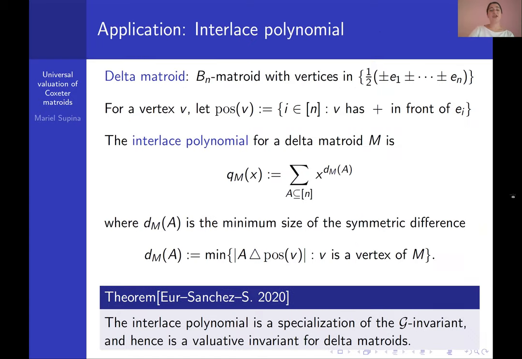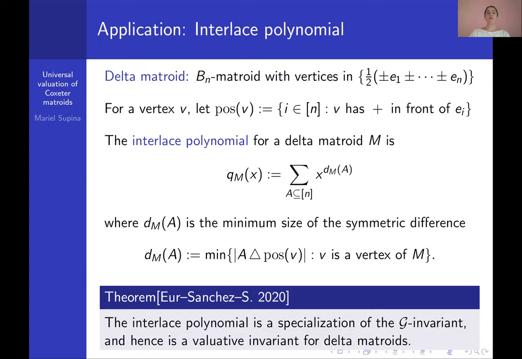As an application, we were able to prove something about the interlace polynomial, which is a certain type of invariant on delta matroids, which are a certain type of type Bn matroids. As I defined a matroid, it needs to have vertices that are vertices of some uniform matroid, and it needs to have edge directions in the root system. So a delta matroid is a type Bn matroid whose vertices are in this set. If you take all of these, you get one of the type Bn uniform matroids. And if you don't take all of them and you still have the correct edge directions, then you get a delta matroid.